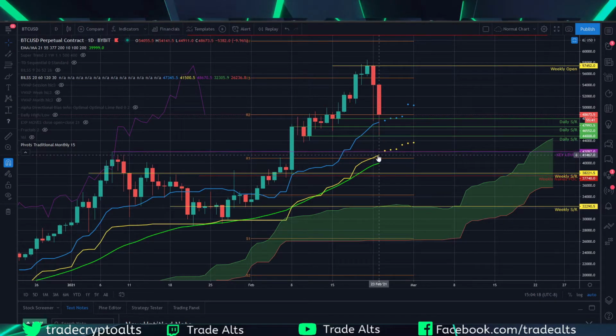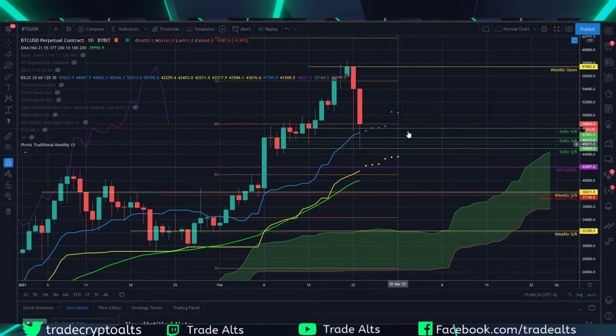If this started to flatten out again and the 55 caught up and gave me the same setup as it did here, I would probably take that trade. So, not financial advice, but for me personally, I would be very, very interested, especially if that lines up with anything else. So that's the daily time frame.